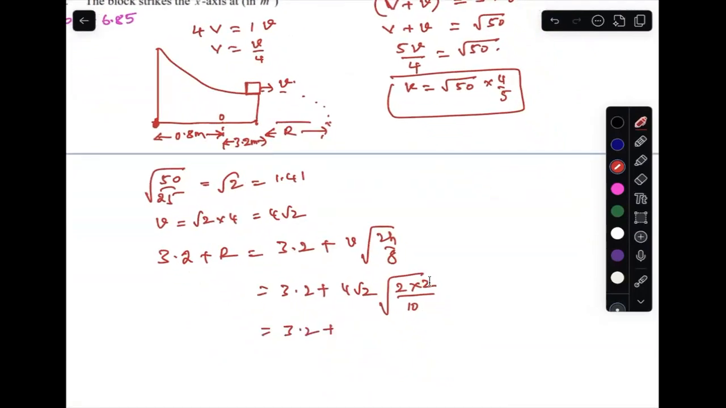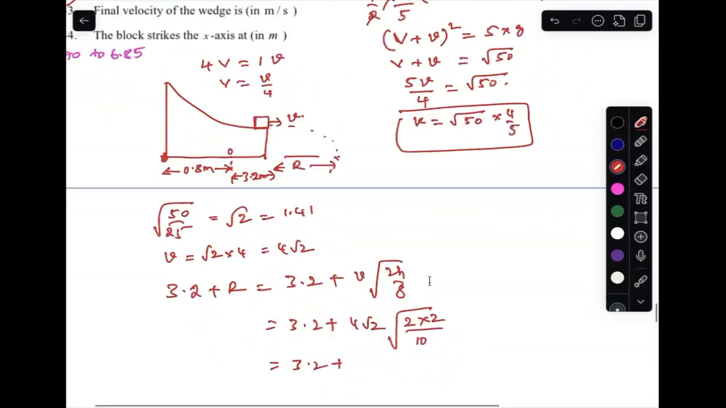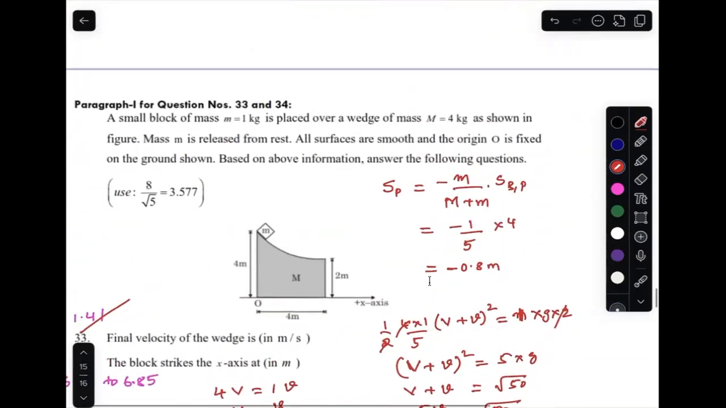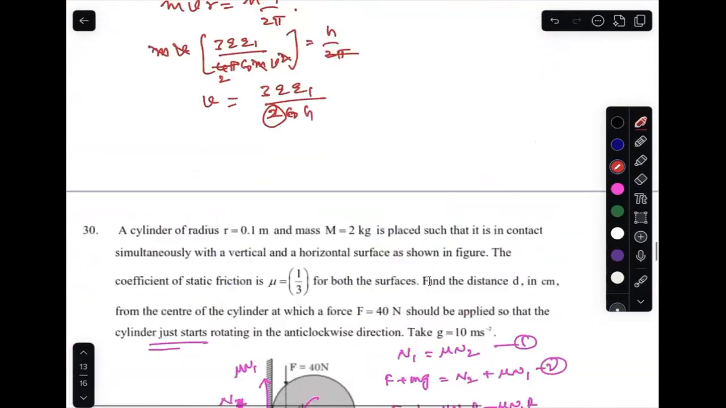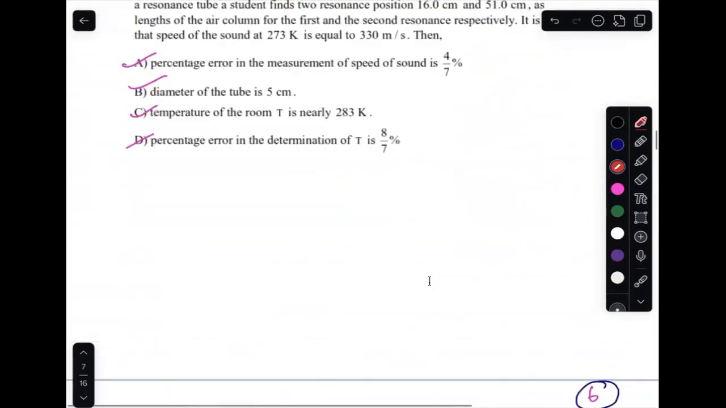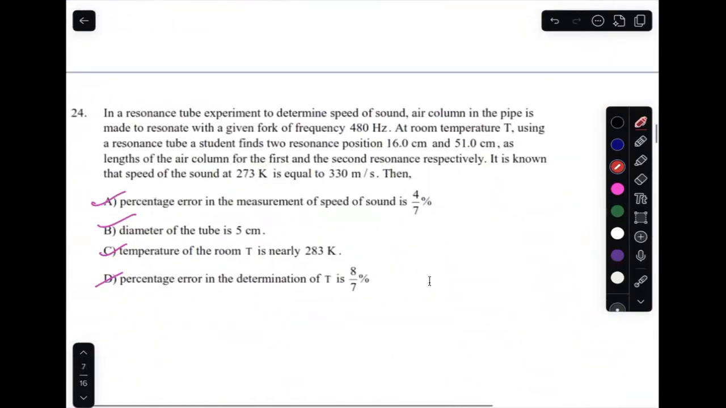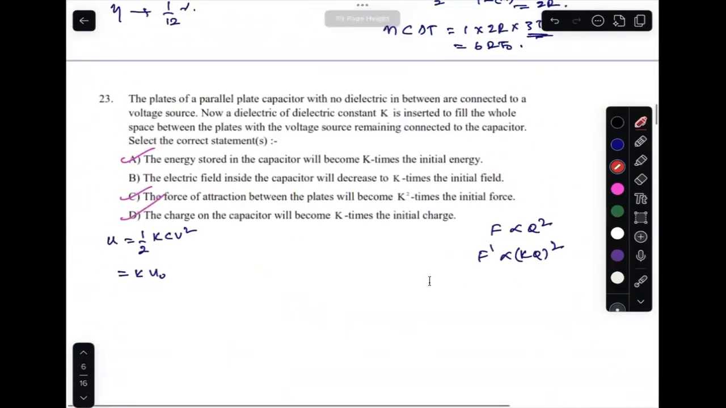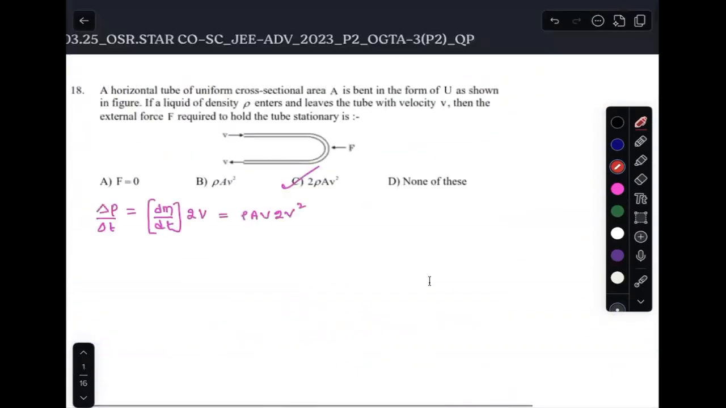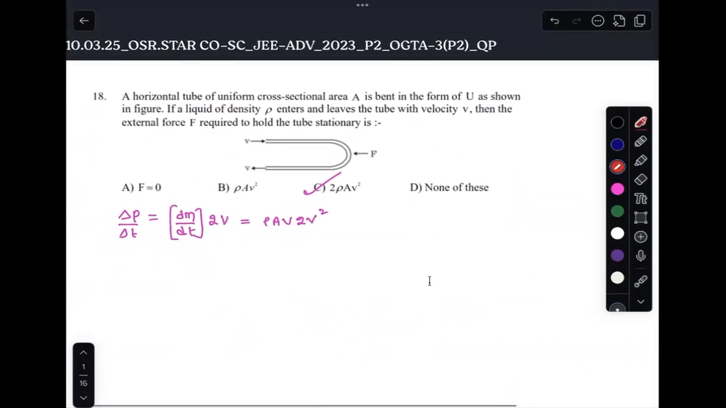3.2 plus. Just solve this here. Yes, please solve this. Find the block strikes the x-axis at some point. Right, I have done all these. Done. One minute, this is one question left. My goodness, only one question.